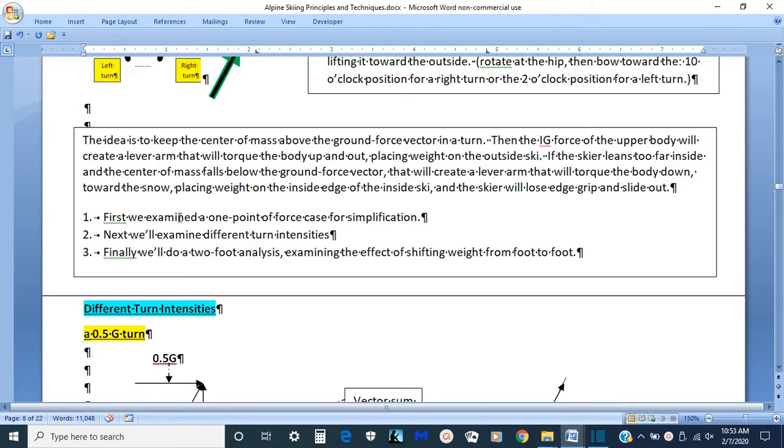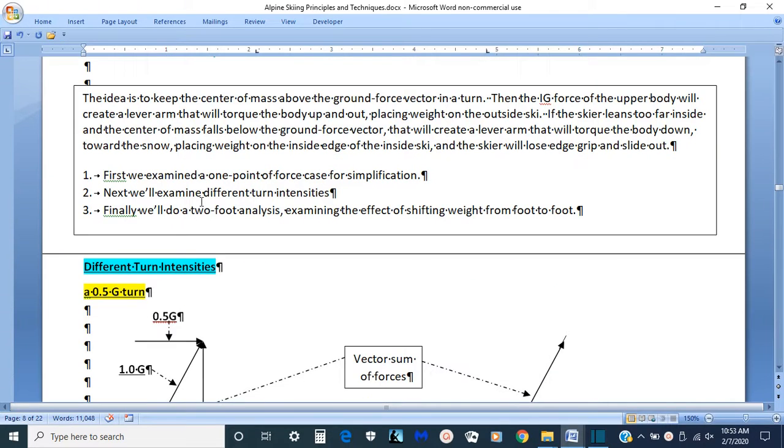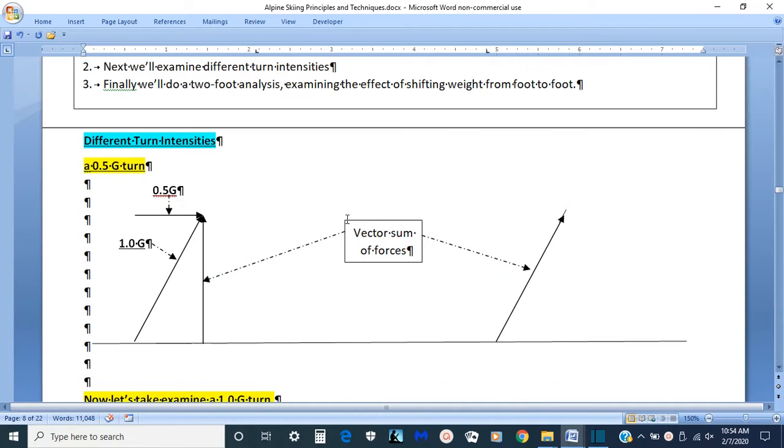All right, so this is what we did. First, we examined a single-point force case, for simplification, to keep it simple. Next, we'll examine different turn intensities and how that looks. And finally, we'll do a two-foot analysis, which is more realistic. It involves a shift in weight from one foot to the other, so you don't have one point of contact; you actually have two points of contact with two feet, two skis. We'll show what shifting the upper body center of mass does in terms of shifting weight from foot to foot. It's a little added complication, but it's not that difficult.